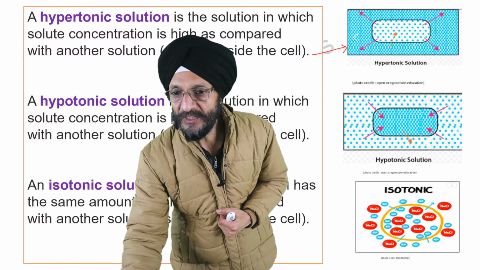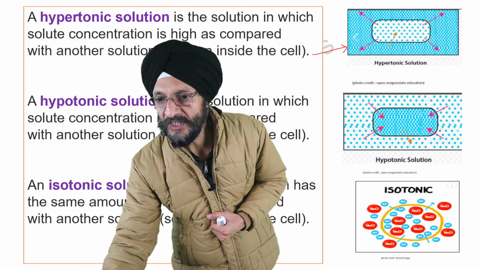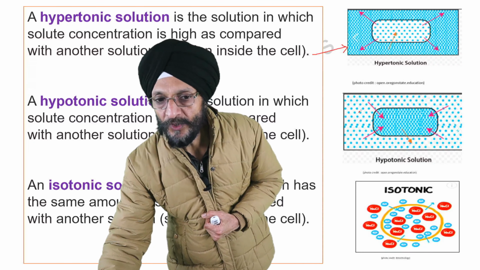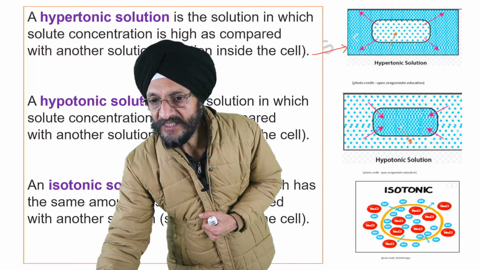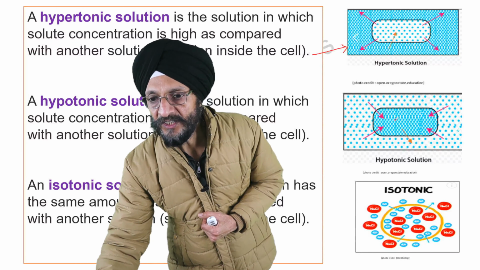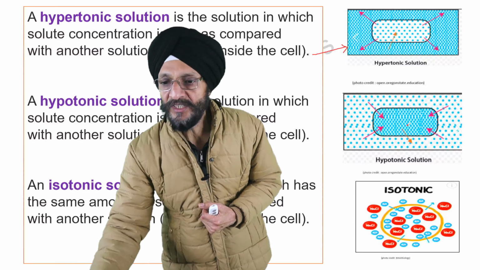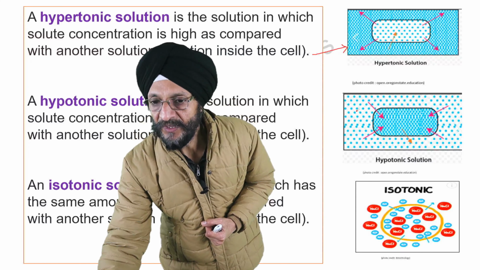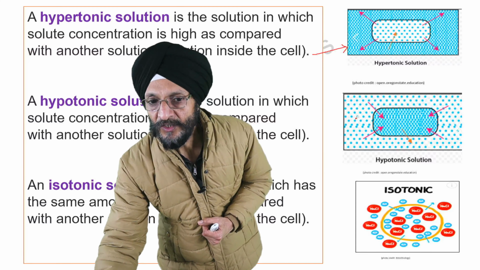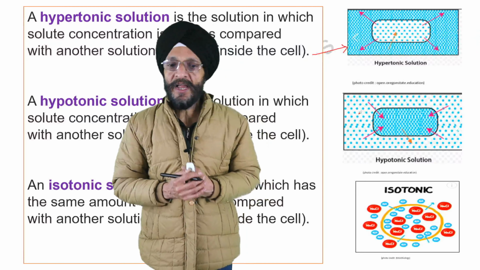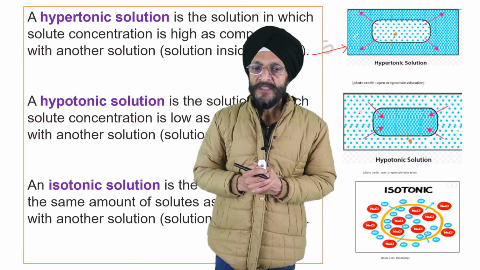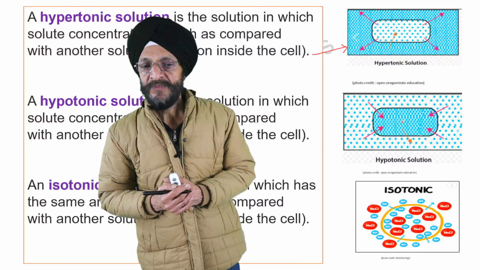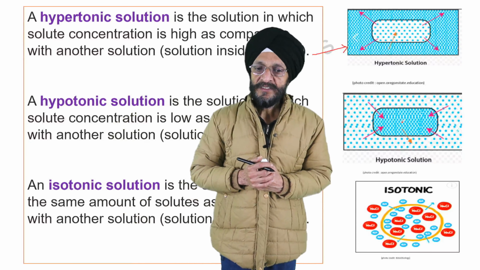So next, hypotonic solution. This is the hypotonic solution in which the cell has been placed. You can see that solute is in low concentration as compared to the other solution, that is inside the cell. Inside the cell solutes are in high concentration, whereas outside the cell solutes are in low concentration. So a hypotonic solution is the solution in which solute concentration is low as compared with another solution. Another solution means the solution inside the cell.